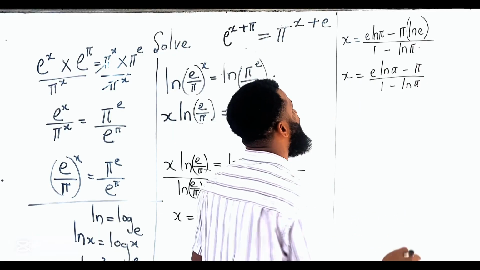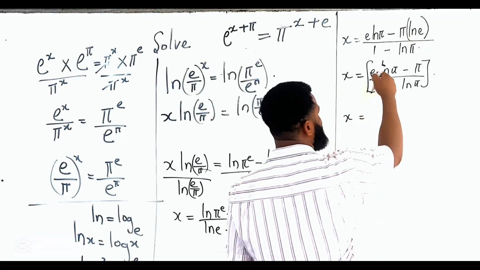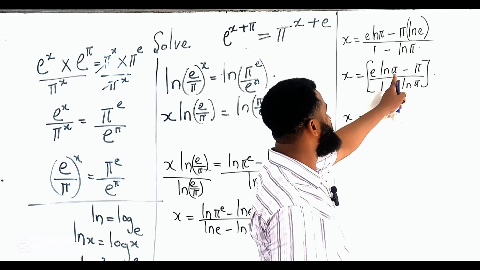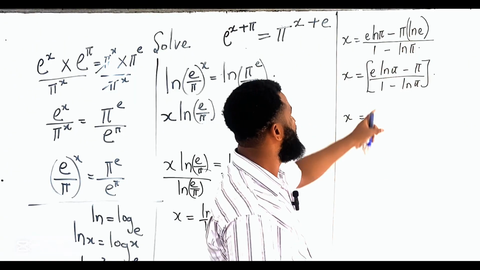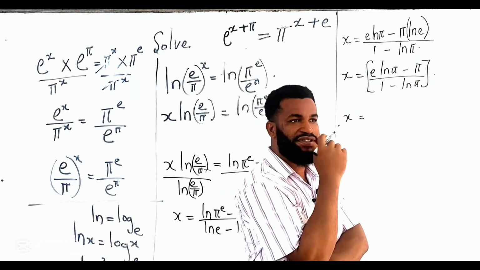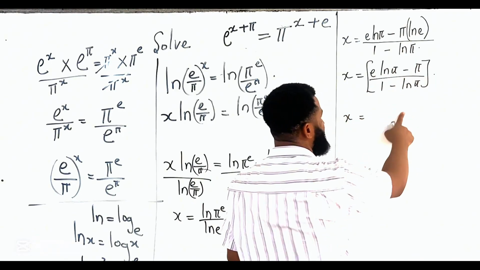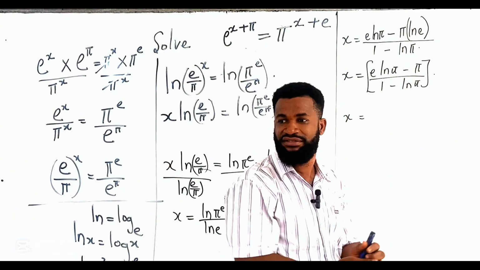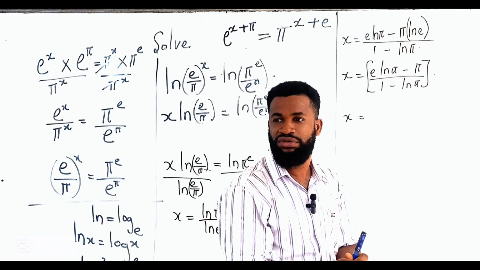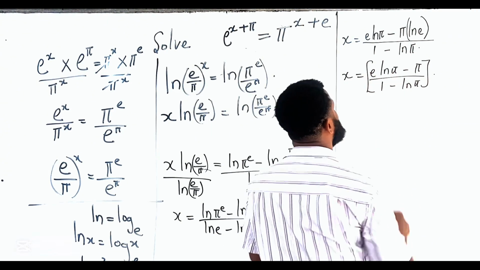Now remember, everything here is constant. Therefore, x is going to be, if I have ln pi, pi is 3.14, or 22 over 7, and e is about 2.73 thereabouts. If you put this into a scientific calculator, you will have a value for x. There is no scientific calculator at this point, but this is the value of x.